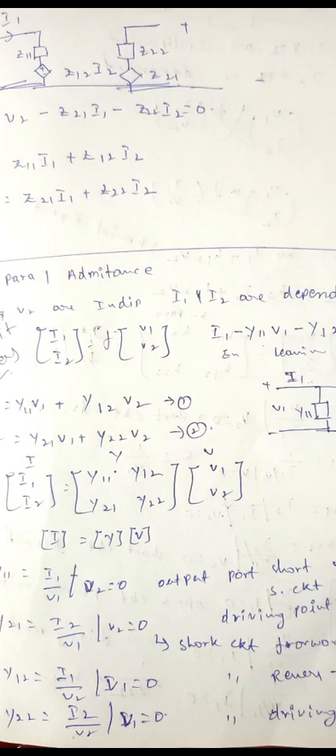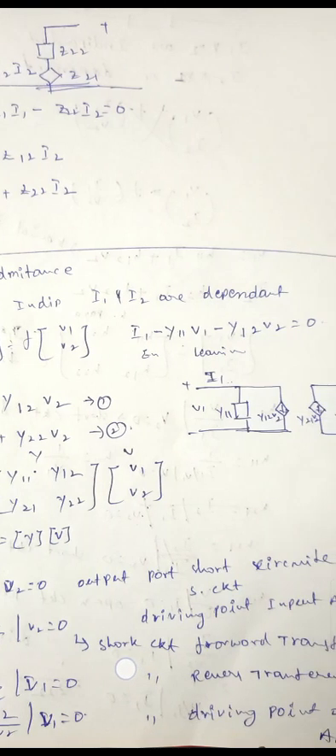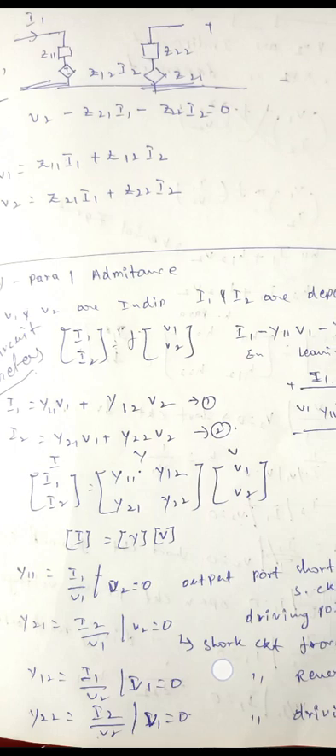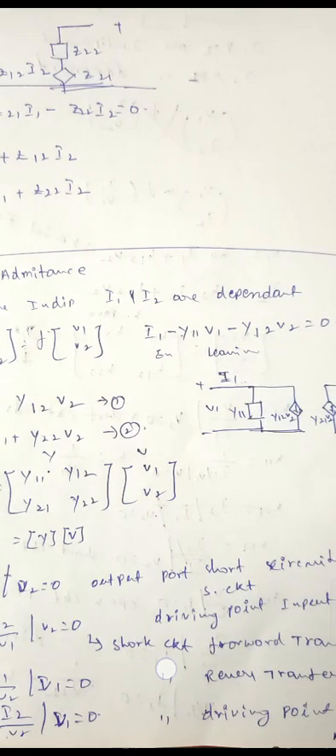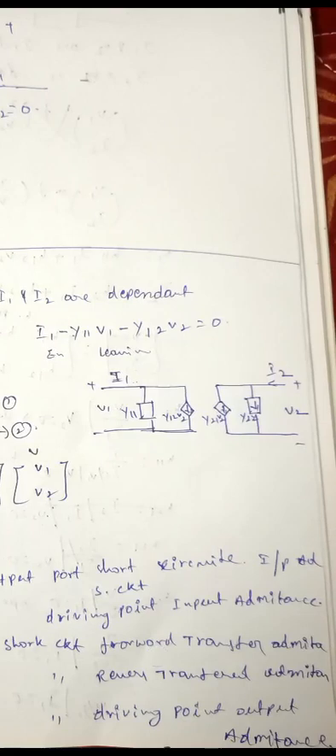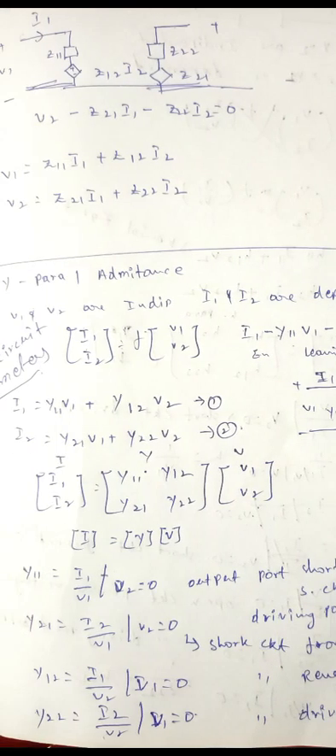So here V2 is equal to 0. That's why this circuit is a short circuit, and the y21 admittance parameter is called the forward transfer admittance parameter, because I2 is divided by V1 upon V2 equals 0. So y11 and y21 are derived from V2 equals 0. By making V2 equal to 0, we got the y11 as well as the y21 admittance parameters.